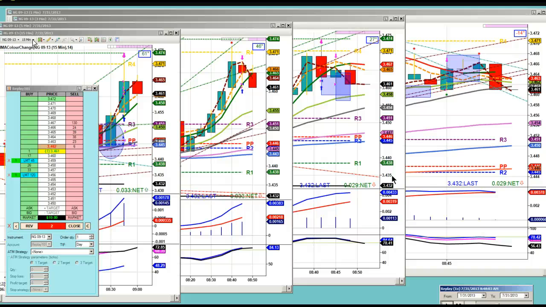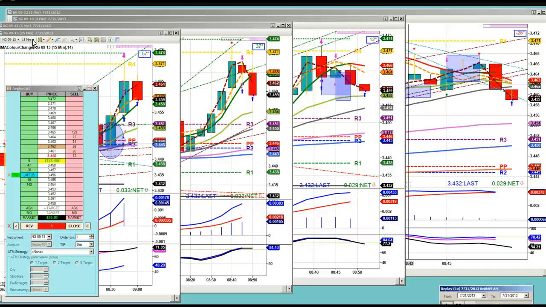Okay, so now we've got our 3 ticks. Now what we're asking ourselves, and notice that the 3 minute did in fact change color. So you can use the 3 minute HMA changing color here.